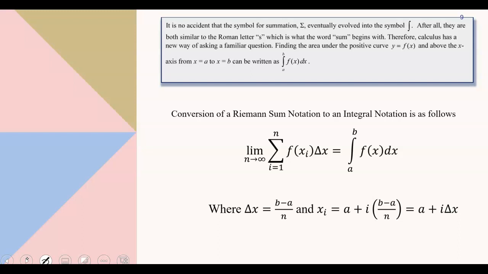This is the formula that you need to know: conversion from one to the other and back. So if the integral from a to b of f of x dx looks like such, then it is the summation, as n goes to infinity, of f of x sub i delta x. And again, your delta x is (b minus a) over n, and your x sub i is a plus (b minus a) over n times i.